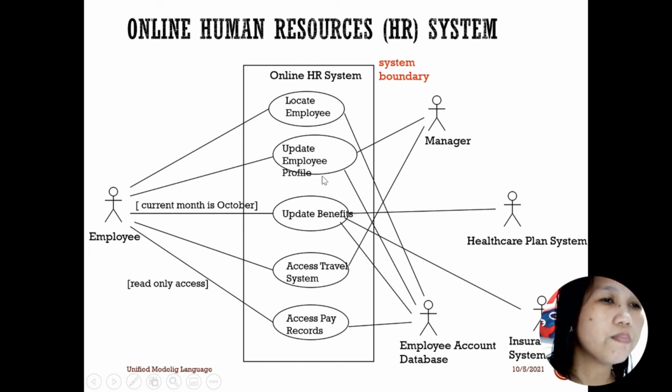The employee can also update employee profile, and this will be acted on by the manager. The employee can also update benefits, and it will link to a healthcare plan system. The employee can access travel system, and then the manager will be called on this action. The employee can also access pay records. The employee account database will interact with the employee. So as you can see, in use cases, it doesn't mean that it's only the actor, but we can also consider actors such as the system and the database.